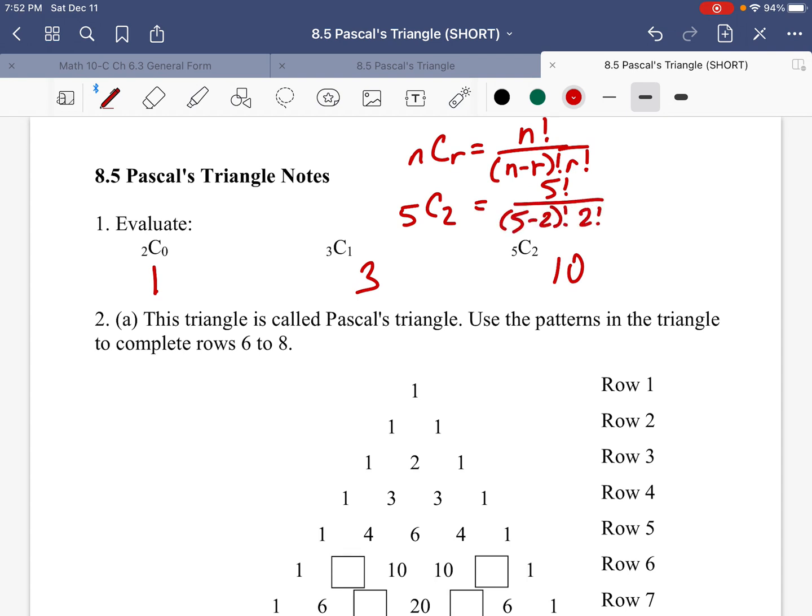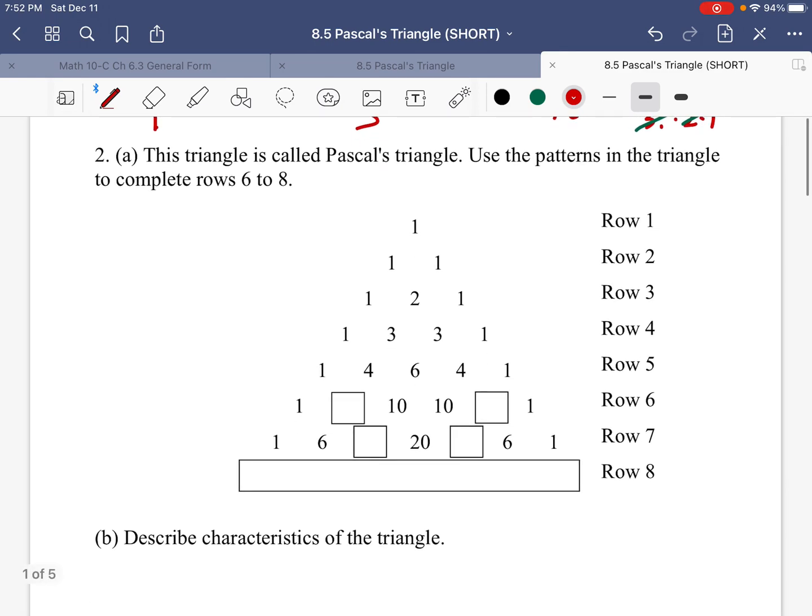So 5C2 is 5 factorial over (5 minus 2) factorial, 2 factorial, which is 5 factorial over 3 factorial, 2 factorial. And you should be able to go 5 times 4 times 3 factorial, and the 3 factorials cancel out. 4 and 2, that's 5 times 2 and 10. Now I did that quickly, but as I said, you should be following along, not copying out notes. Anyway, that's what I need you to be able to do: 2C0, 3C1, 5C2 on your calculator.